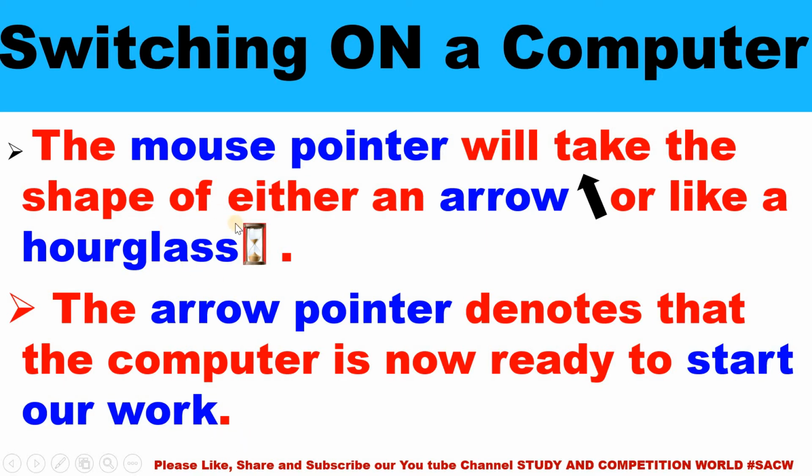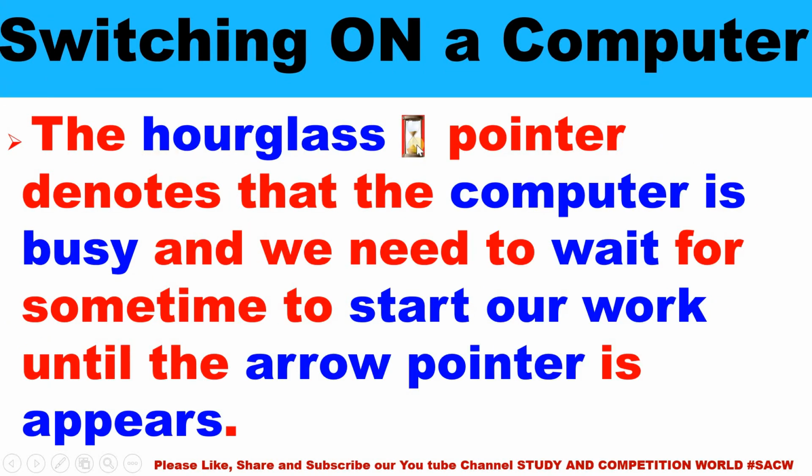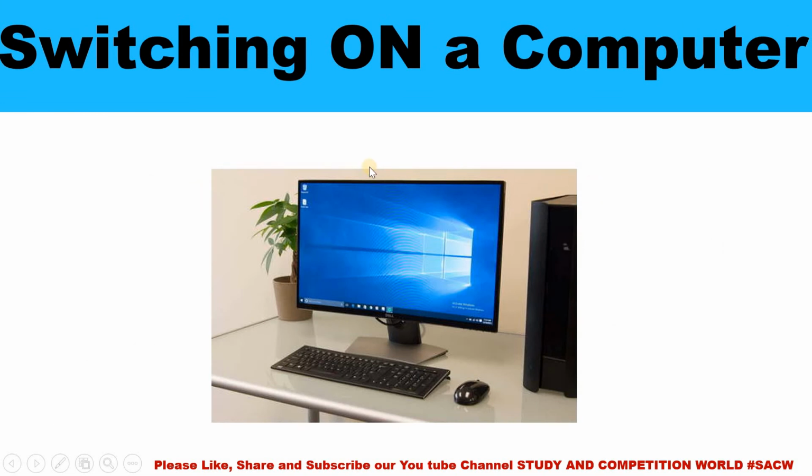This is waiting time. The hourglass pointer denotes that the computer is busy and we need to wait for some time to start our work until the arrow pointer appears. When you start a computer, what came? This will come, or the arrow will come. This is called pointer. You will wait for some time. After that, you can work on the computer.